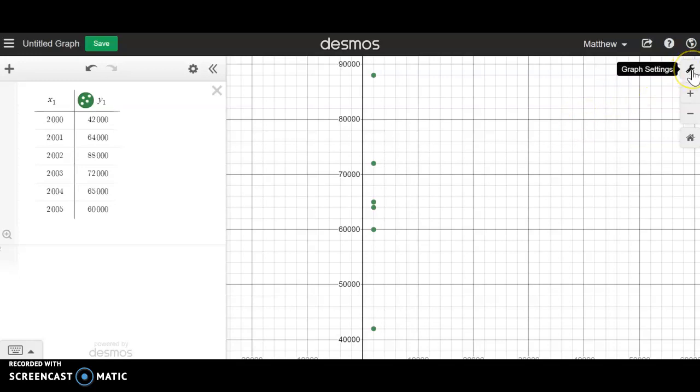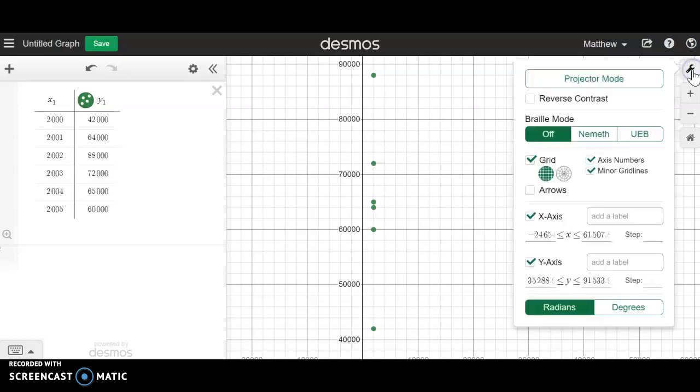I'm going to go up here to graph settings, little wrench in the top right. So this is an example of a Desmos command that you should be writing down. You can write how to adjust window. Step 1, go to graph settings. Okay, step 2, we're going to look down here first at x-axis. How do we know what to make our values? We look at our table. I can see all these values are between 2000 and 2005. So I want to be kind of in that range, not too far out of it.